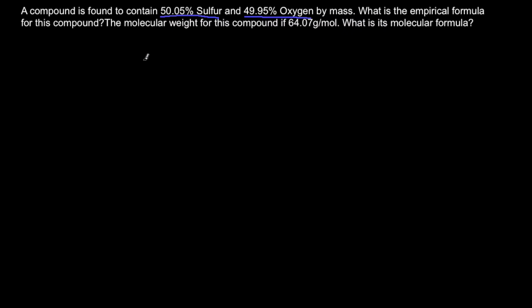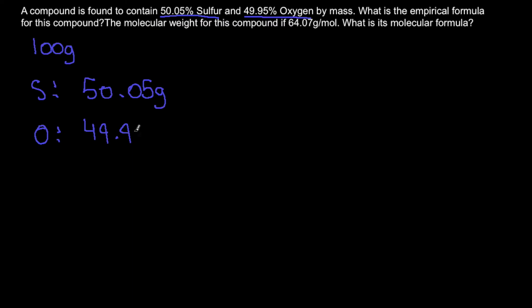The first thing you're going to want to do is start off with 100 grams. So, for sulfur, we're told that the compound contains 50.05% sulfur. So 50.05% of 100 is 50.05 grams. For oxygen, we're told that it's 49.95% oxygen. So 49.95% of 100 grams is 49.95 grams.